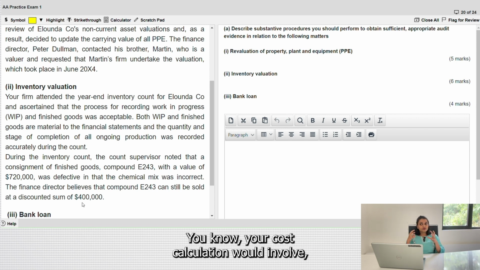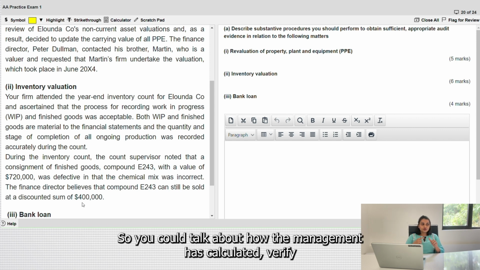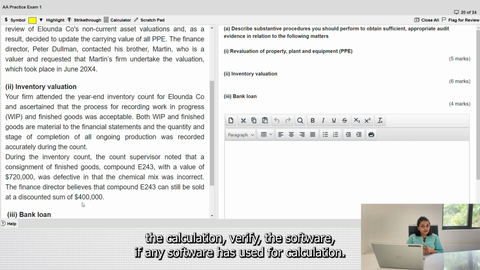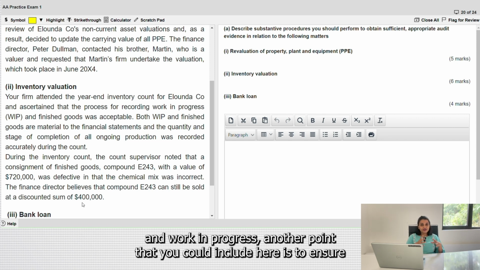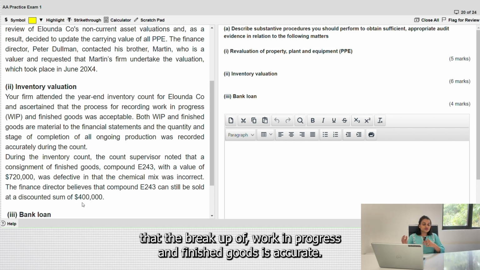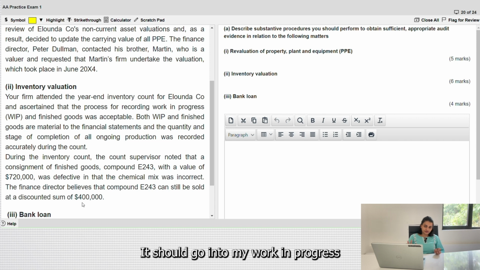Again, for finished goods, your cost calculation would involve a lot of processing charges, because they're getting some chemicals and processing them. So you could talk about how the management has calculated, verify the calculation, verify the software, if any software has been used for calculation. All these points you could talk about in case of finished goods and work in progress. Another point that you could include here is to ensure that the breakup of work in progress and finished goods is accurate. That means if something is completed 90%, it should not be called finished goods, it should go into my work in progress. So that you can talk about.